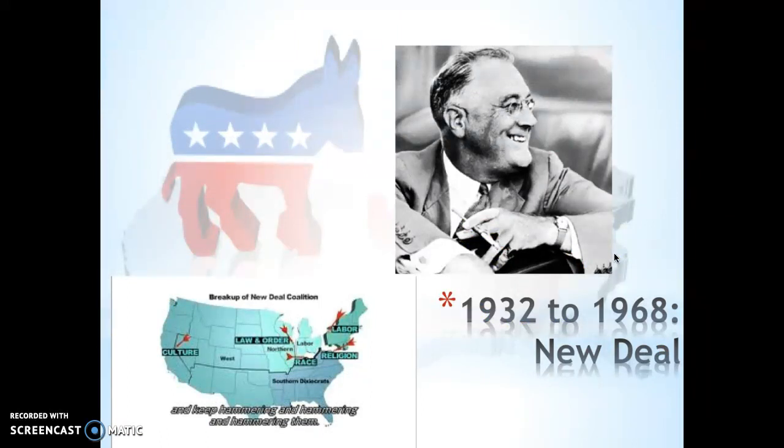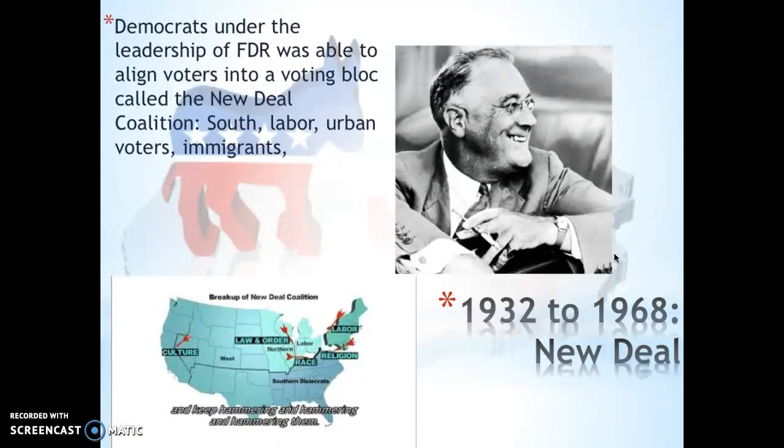And then you have this guy. Okay, so here's our next critical election. Democrats under the leadership of FDR: FDR was able to align voters into a voting bloc called the New Deal Coalition.